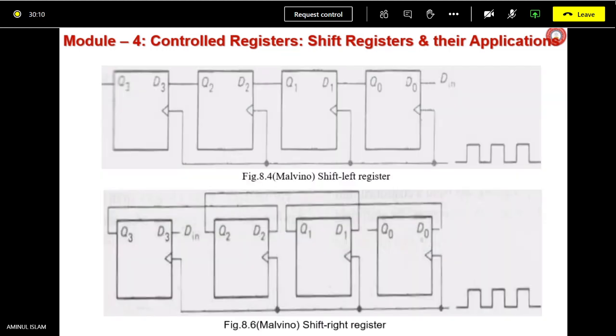Okay, we'll go to the next. Here you see, same thing. Only the data in is applied on the right side. In the same way the clock is applied and data will be shifted from this side to the left side. This is a shift left register. The earlier one, you can say, is shift right. This is shift left. In this direction, it is moving.